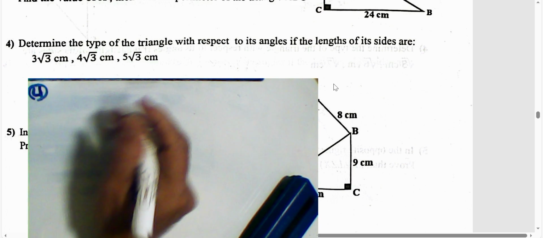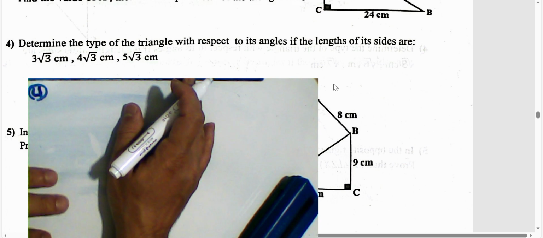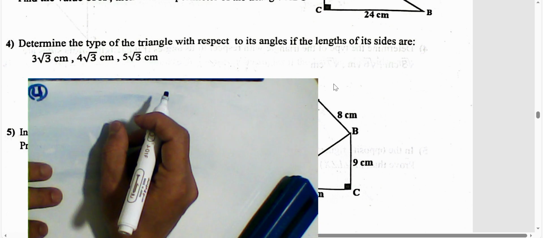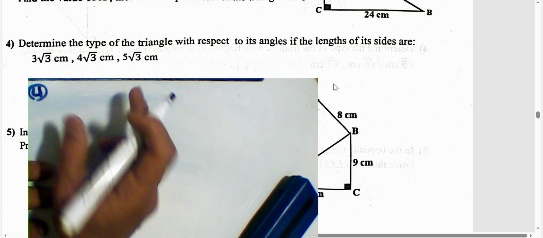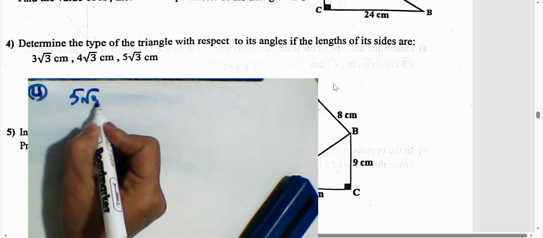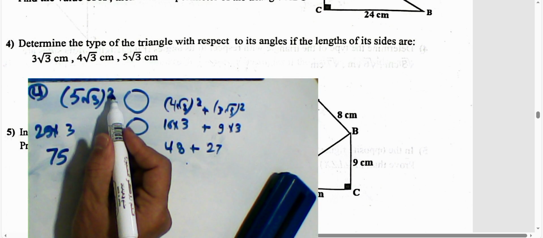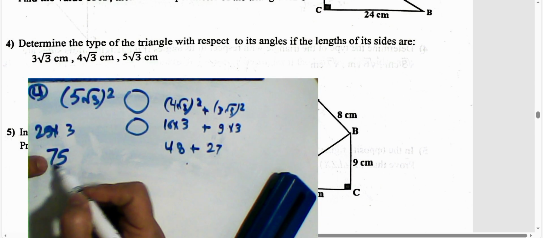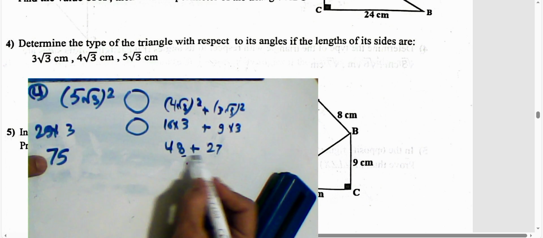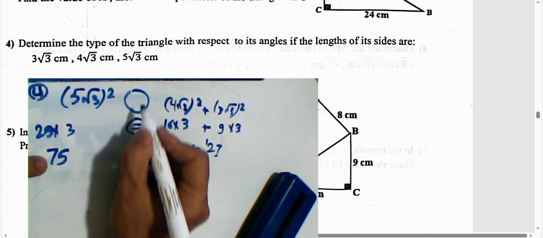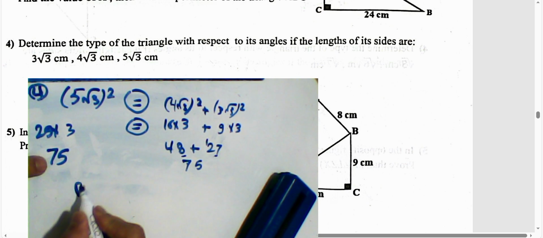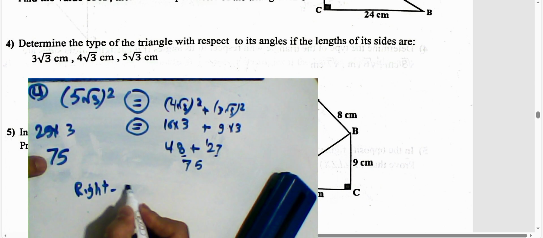Okay, to find the answer in this example, you must know the greatest length. Which is the greatest length here? We have 3 root 3, 4 root 3, 5 root 3. We have 5 root 3, it's the greatest. 5 root 3 squared equals 25 times 3, which is 75. They are equivalent. This triangle will be a right angle triangle.